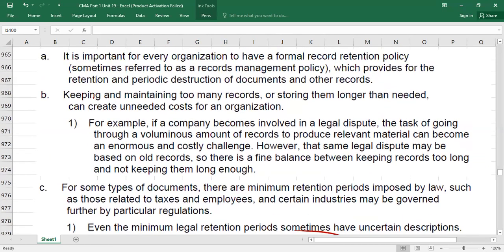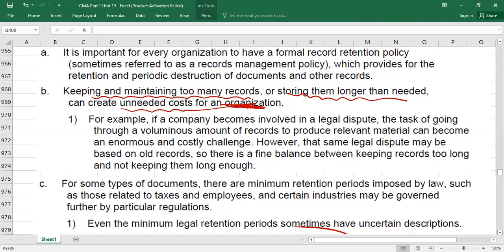Please remember, keeping too many records or storing them longer than needed, for example storing data for 100 years, can create unneeded cost for the organization. Maybe you need proper room, you need to hire proper people, so it will increase your cost. So this is the retention policy. Every company might have a retention policy, right or wrong? It says how many years you have to maintain the record for this data. For tax purposes, you have to maintain for 7 years. Okay, that is it.